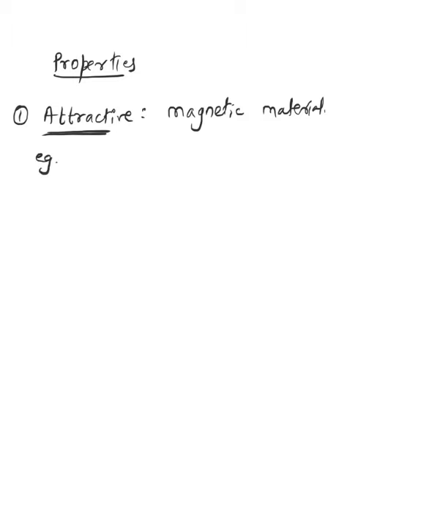For example, nickel, cobalt, iron, steel, but not stainless steel, just steel. And there's one more material, an alloy rather, which is called alnico. So what is alnico? Alnico is an alloy of aluminium, nickel, and cobalt. That's why they named it alnico. So remember, these are the only magnetic materials. Copper, brass, zinc, gold, silver, none of them are magnetic materials.